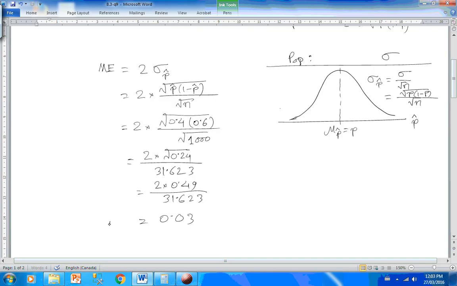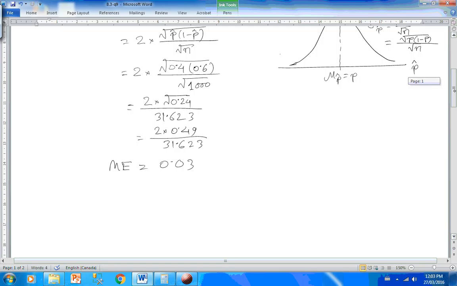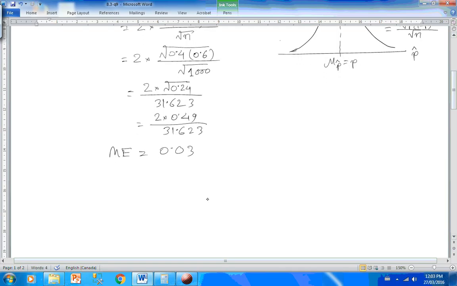0.03, and that is my margin of error for this estimation, which means that I am 95% sure that around my single sample's p hat, which is 0.4, if I build a plus margin of error and minus margin of error interval, this interval will contain the true population proportion.